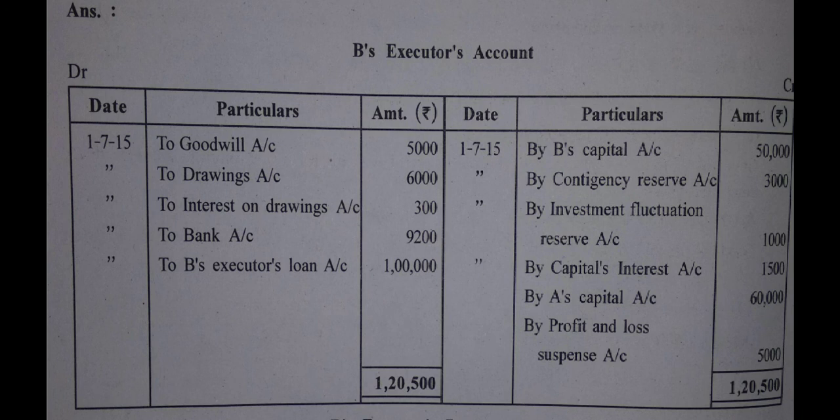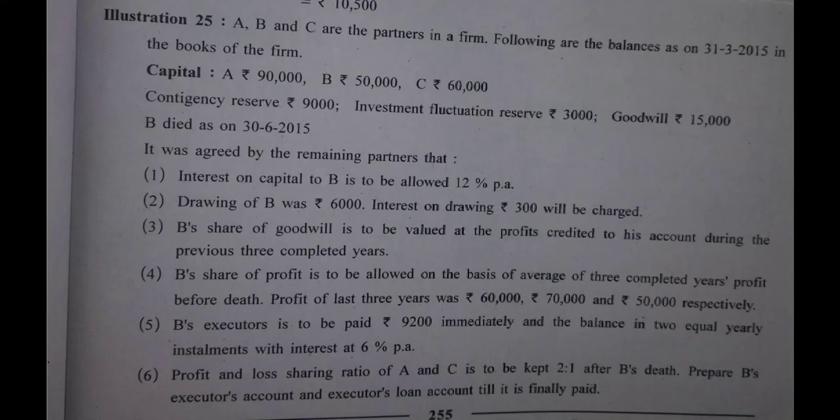Alright, let us check the next adjustment. B's share of profit is to be allowed on the basis of average of 3 completed years' profit before death. Okay, this is the profit and loss suspense account. If you remember, we have understood this in the previous lecture. Just because B meets death before the completion of the year, the share is to be given on the basis of estimated profit on the basis of previous 3 years. So let us find out that.